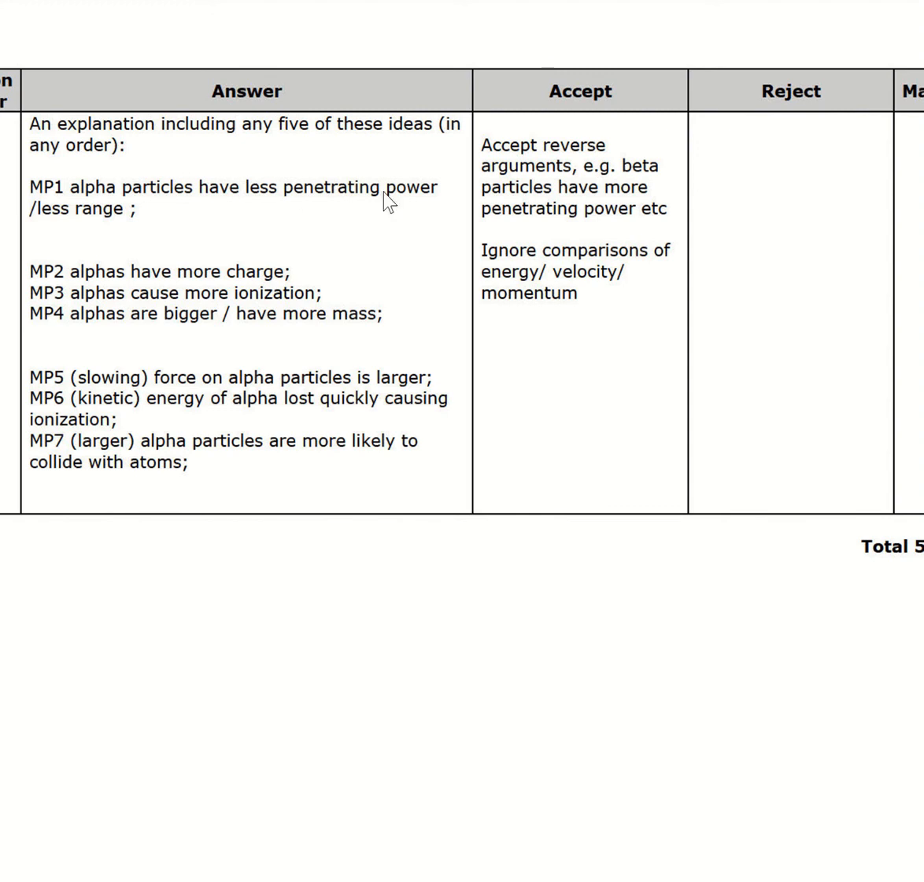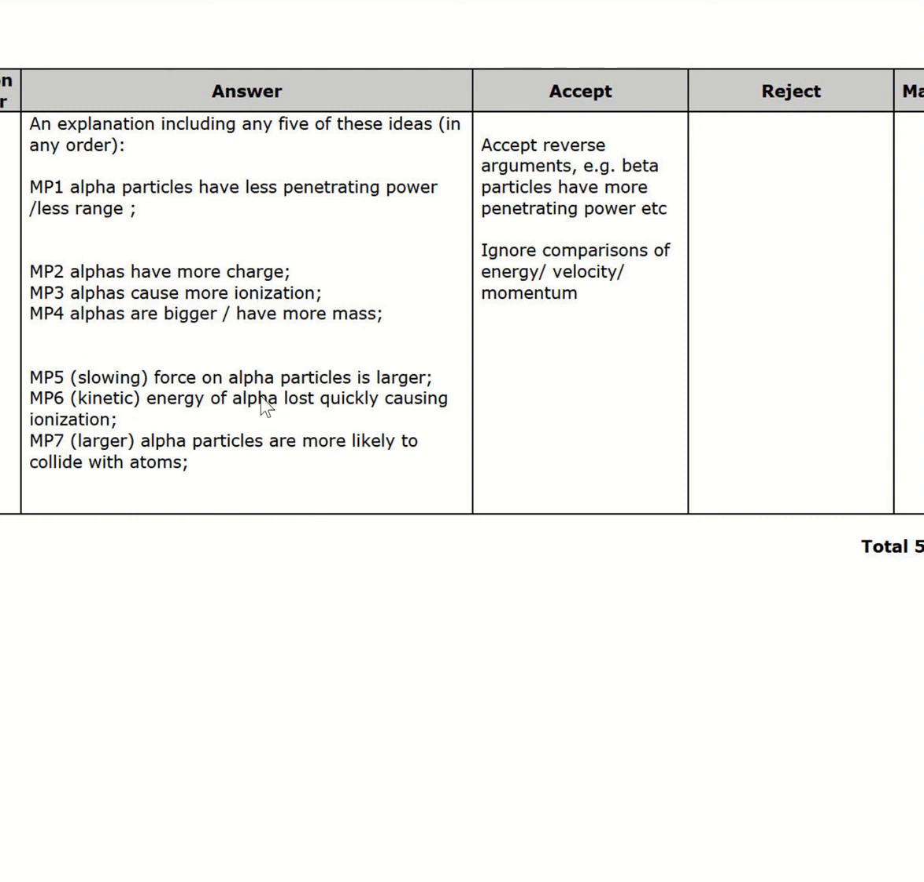So they have less penetrating power, and they have less range because they have more charge, so they cause more ionization. They ionize more. And alphas are bigger and have more mass, so they travel less. The slowing force on alpha particles is larger because of these. They have a larger charge, so they are more attracted to the particles, so they travel less far.